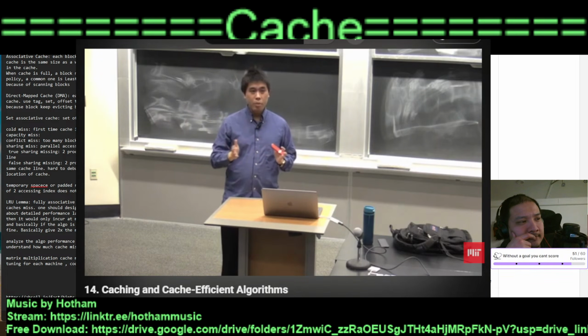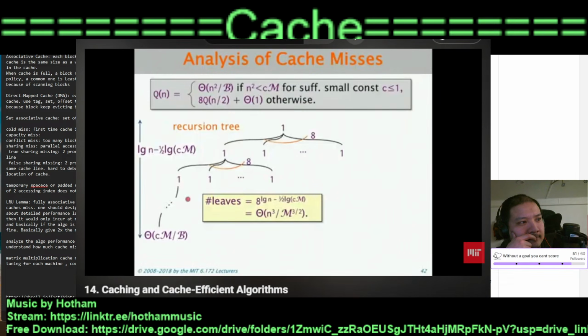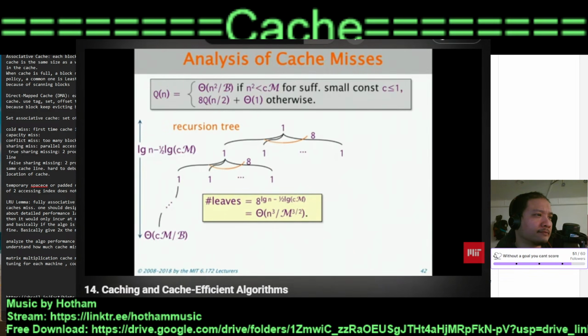So I'm basically dividing my problem size by 2 until I get to a problem size that fits in the cache. So that means n is less than square root of cm. So therefore, I can subtract that many levels from my recursion tree. And then to get the number of leaves, since I'm branching 8 ways, I just do 8 to the power of the number of levels I have, and then that gives me the total number of leaves.